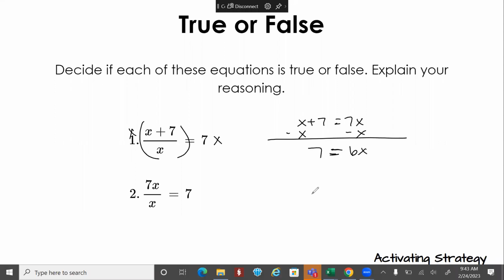Now what am I going to do? Divide. So I'm going to divide by 6 on both sides. So x would have to equal 7/6. That's the only way to make this equation true, right? So I could say true, and it would be x equals 7/6.